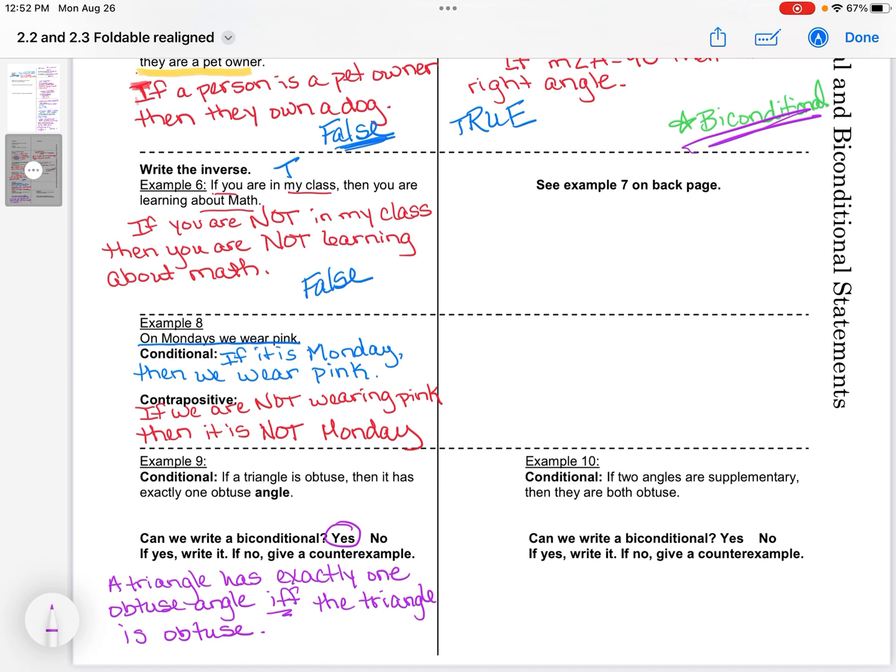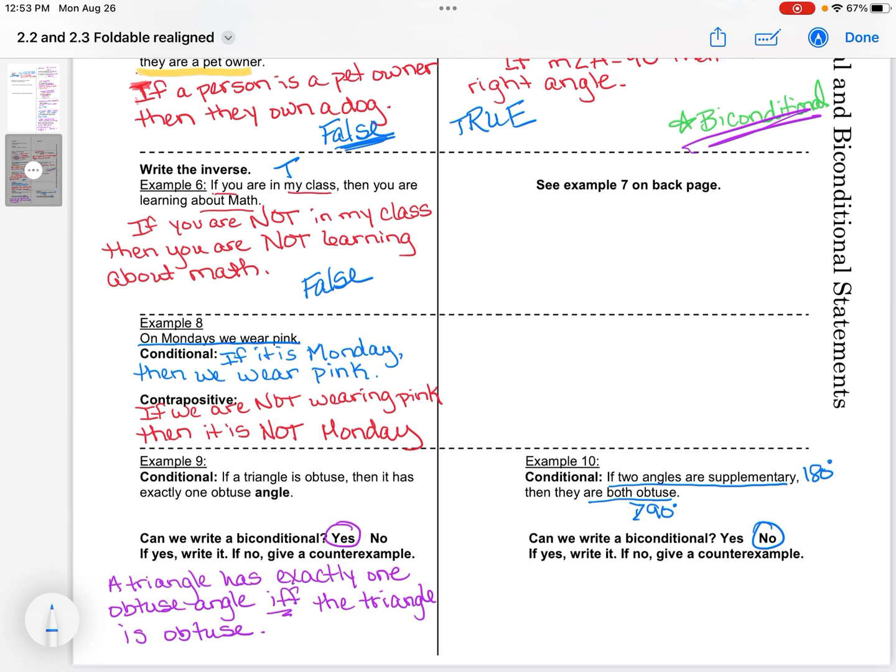Okay, so let's think about the next one, see if it's true also. If two angles are supplementary, then they are both obtuse. Well, that doesn't work anyway, because supplementary means 180. Obtuse means more than 90. So they could both be 90, but they can't both be more than 90. So one of them could be. So we're not going to even do that, okay?